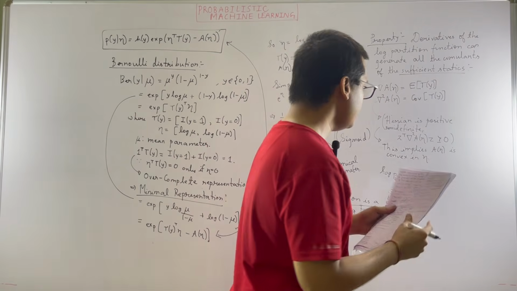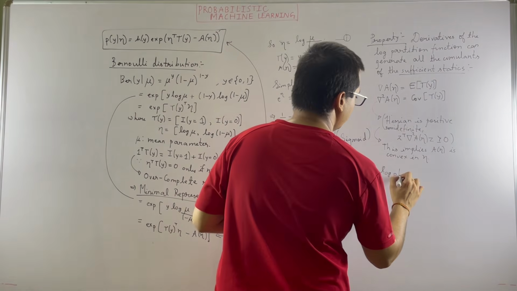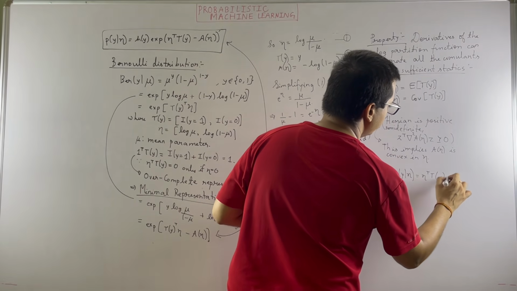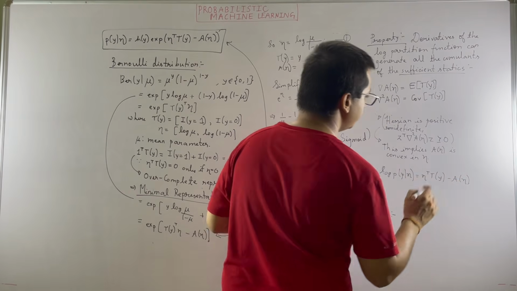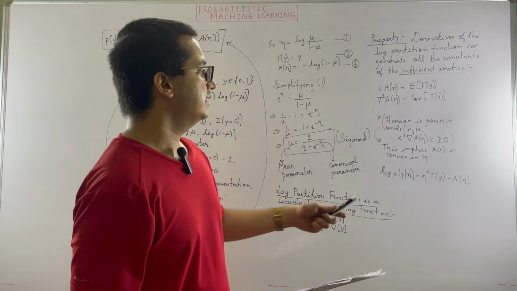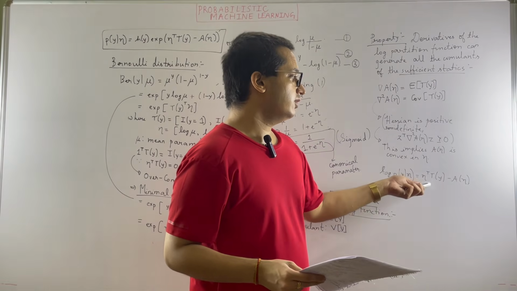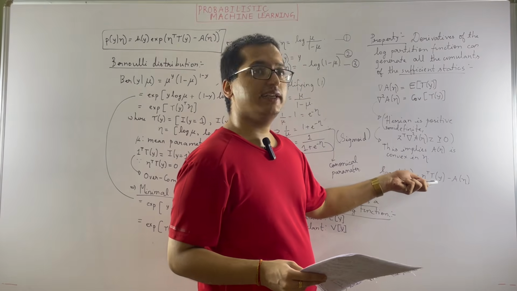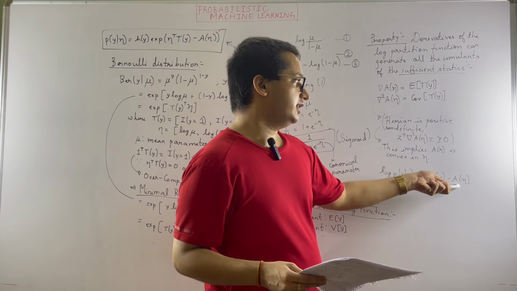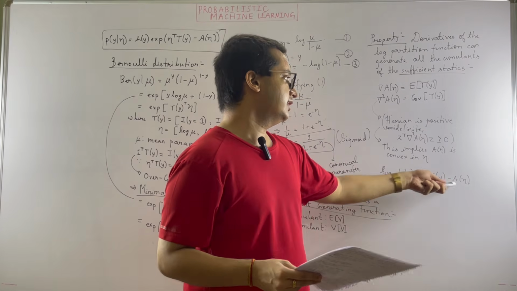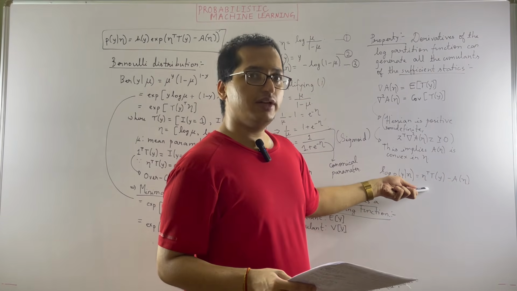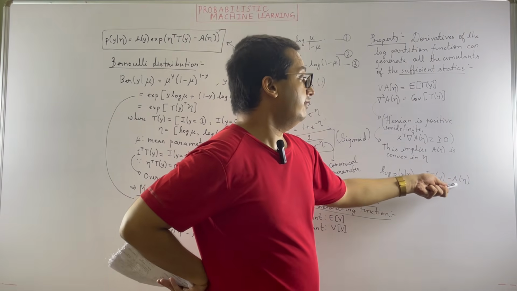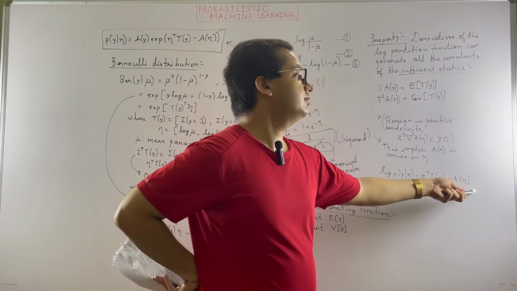All right, so if I take the log of this, what do I get is eta transpose T of y minus A of eta. Now see, one thing I wanted to show you is that this eta transpose T of y is linear, right? So this part is both convex and concave. But if A of eta is convex, then this entire thing will become concave. If it is neither convex nor concave, then we run into a problem. But if it is convex, then the minus of this would mean concave.